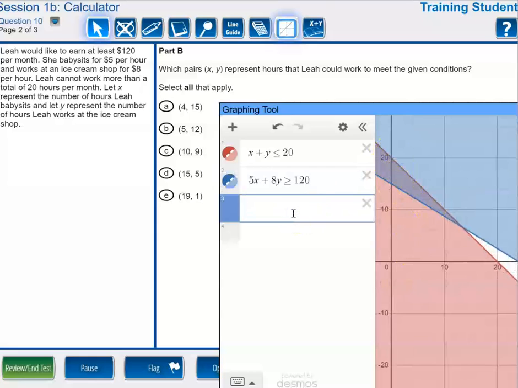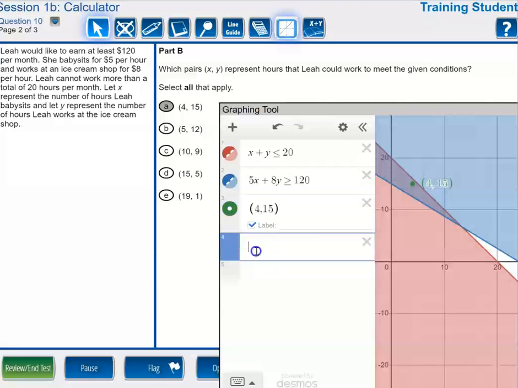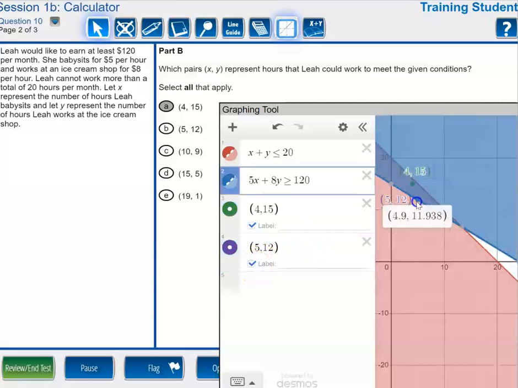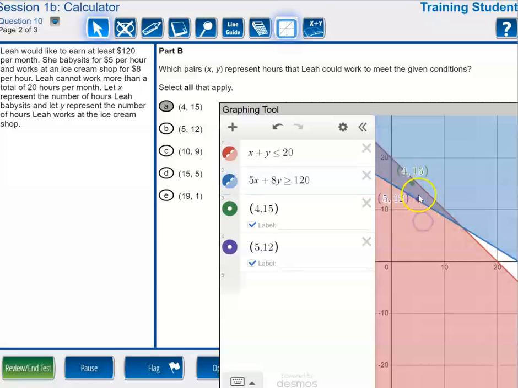So one way to determine if these points in this list are going to work is just to type them in and see where they fall in the graph. So (4, 15), if you'll notice, it's in this shaded region, so I would select that one. The next one is (5, 12). (5, 12) appears to be on this line. Let me make sure about that. No, it's not on that line.